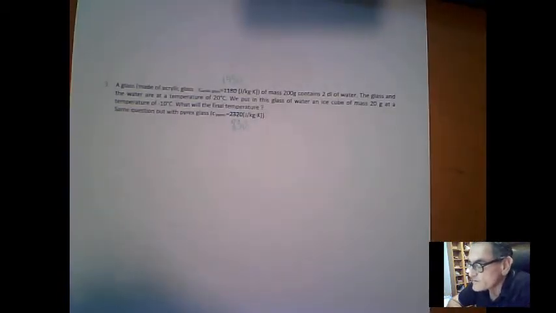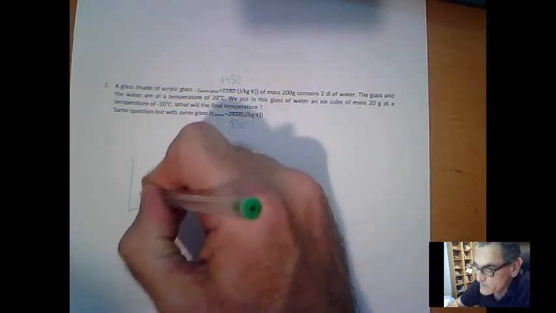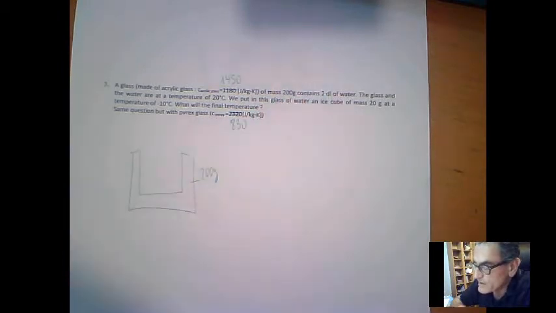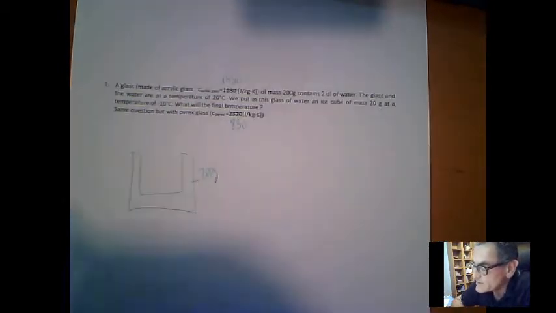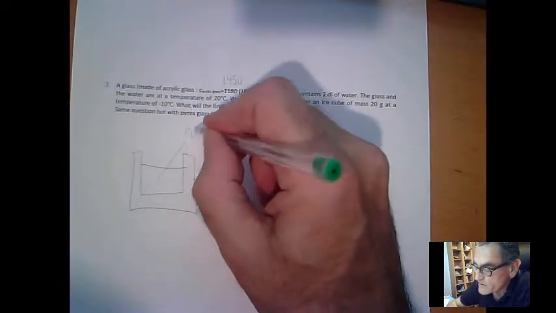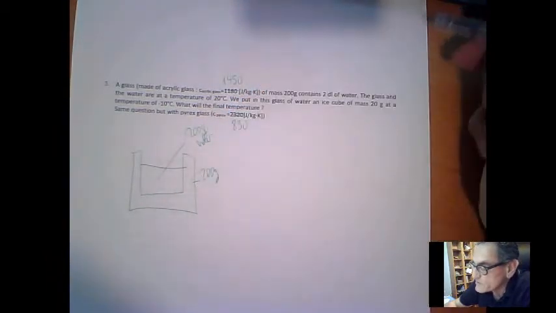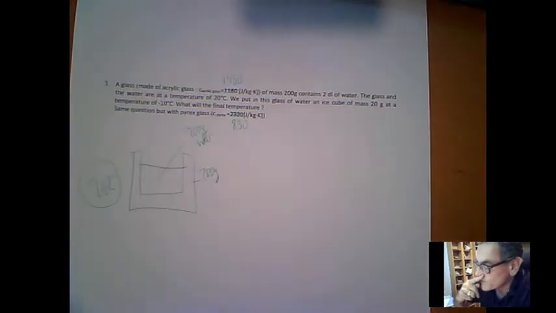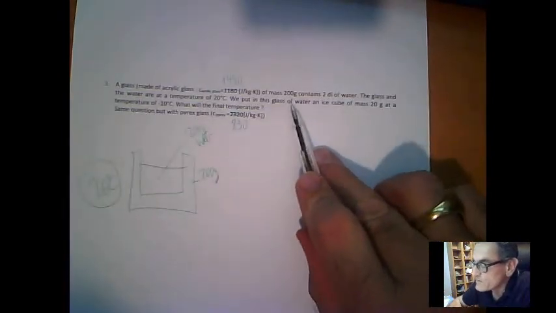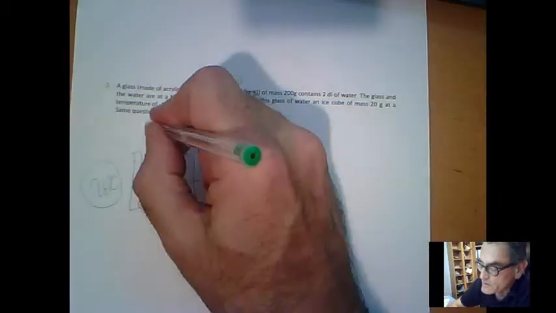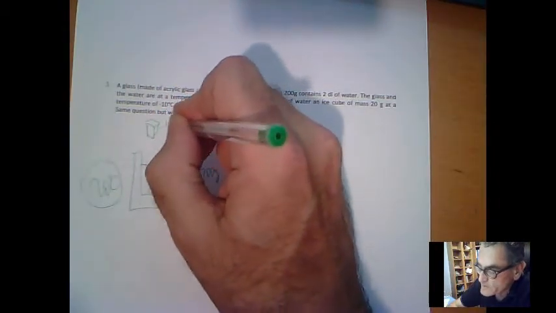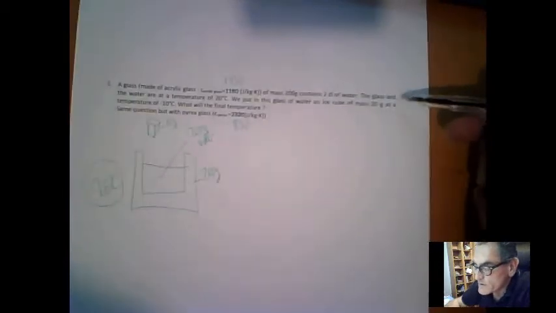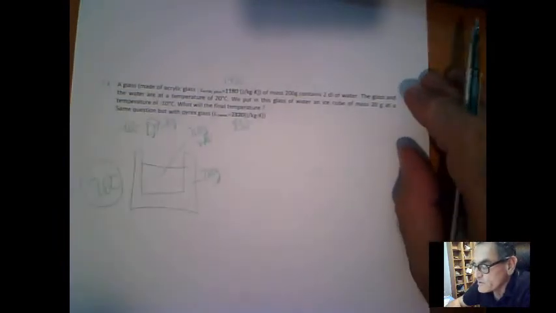And now it is an exercise where you have a glass of mass 200 grams. So your glass is 200 grams, okay, out of acrylic glass. It contains 2 deciliters, so 200 grams of water. Okay, the glass and the water are at the temperature of 20 degrees. They are in thermal equilibrium. And we put in this glass of water an ice cube of mass 20 grams at a temperature of minus 10 degrees. And what is the final temperature of the water?